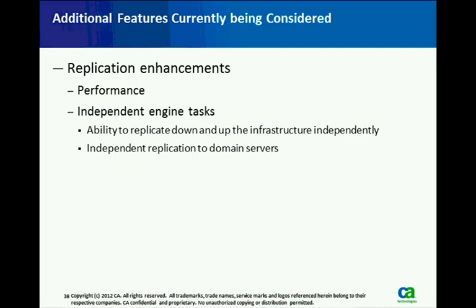Now, those jobs aren't available at any of those domain servers until they're all downloaded completely to the individual domains. What we'd like to do is make that download independent. So if a replication completes to one domain server, that domain server can start using those jobs immediately without having to wait for everything to replicate down throughout your infrastructure.